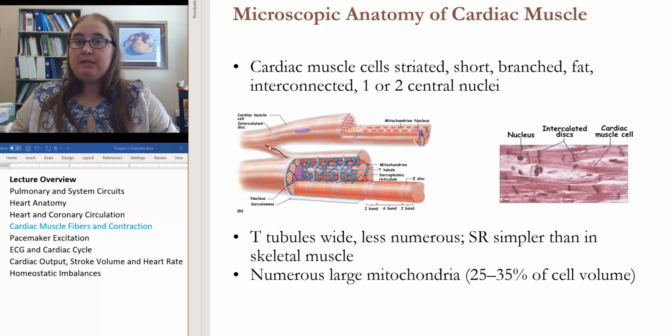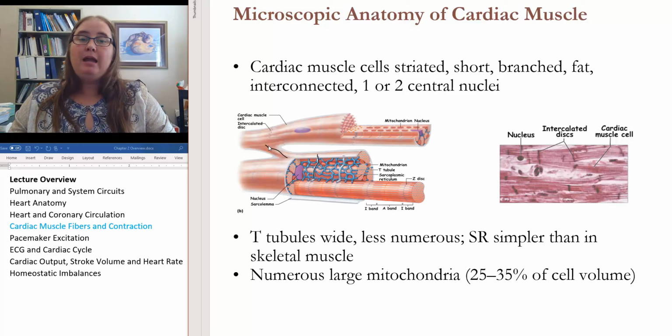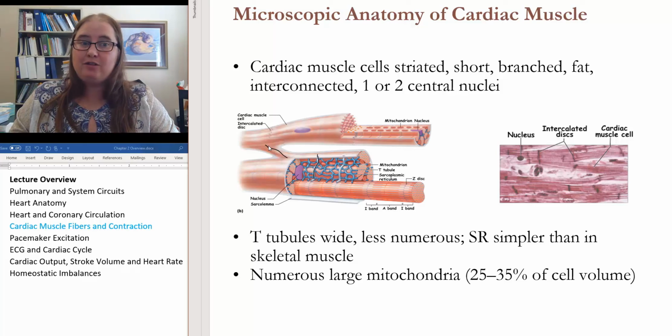They have a T-tubule, just like skeletal muscle did, right? So here's our T-tubule. Remember, our T-tubule is what allows that electrical signal to come down inside the cell. However, they're a little less numerous than they are in skeletal muscle. They contain a sarcoplasmic reticulum, again not quite as complicated as we see in skeletal muscle, but that sarcoplasmic reticulum is still going to contain calcium, just like in our skeletal muscle. And they have a massive number of mitochondria, about 25 to 35% of the cell is actually made up of mitochondria.